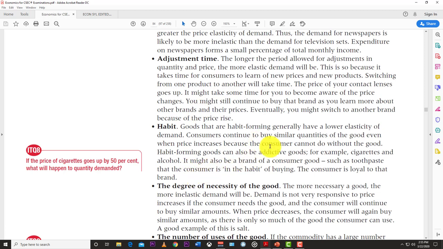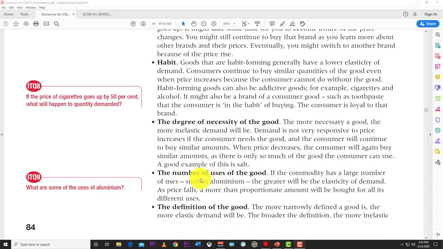It might also be a brand of a consumer good, such as toothpaste, that the customer is in the habit of buying. The customer is loyal to that brand. So it doesn't have to be those destructive habit forming goods alone. It can also be, like they say, things of a particular brand. For example, there are some fanatics out there who just love Nike, and so they're going to buy their Nike shirt, Nike pants, Nike sneakers, Nike hat, no matter what.